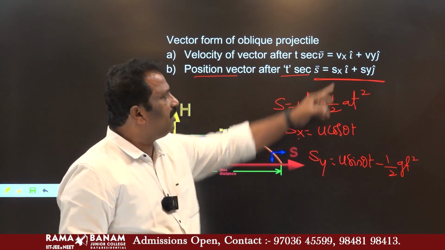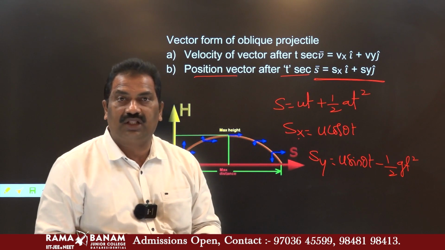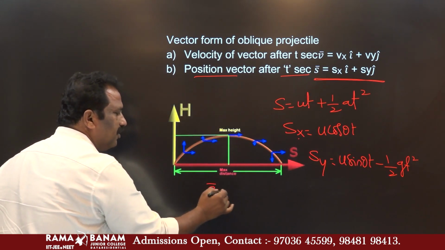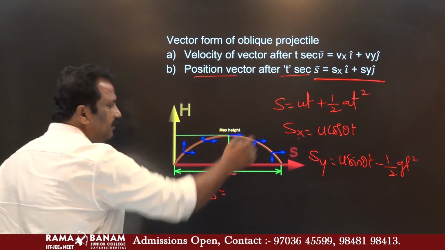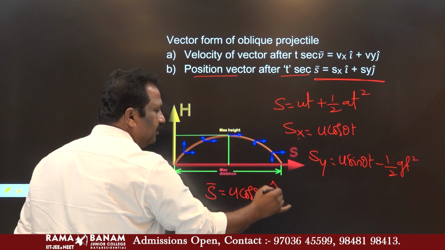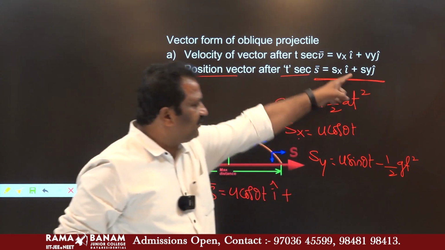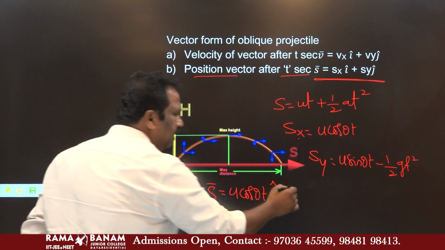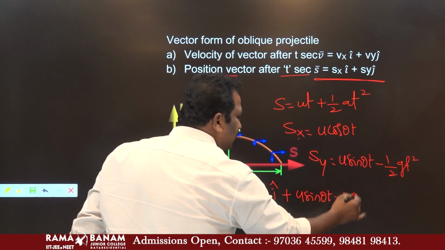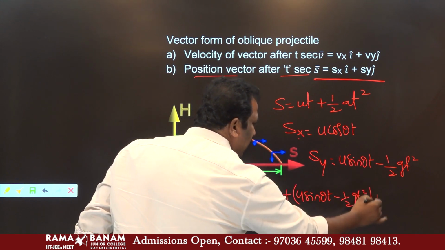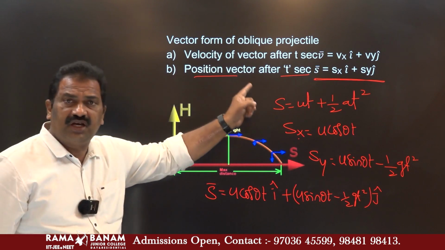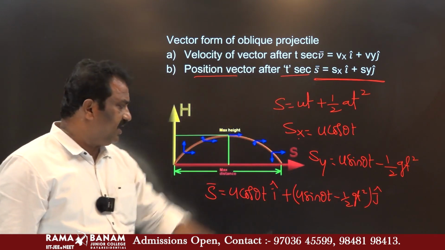Now substitute these values in this equation, and we can find the position vector after t seconds. S bar = u cos theta into t i cap plus, in place of sy, we write u sin theta t minus ½gt² into j cap. This is the answer for the position vector after t seconds.